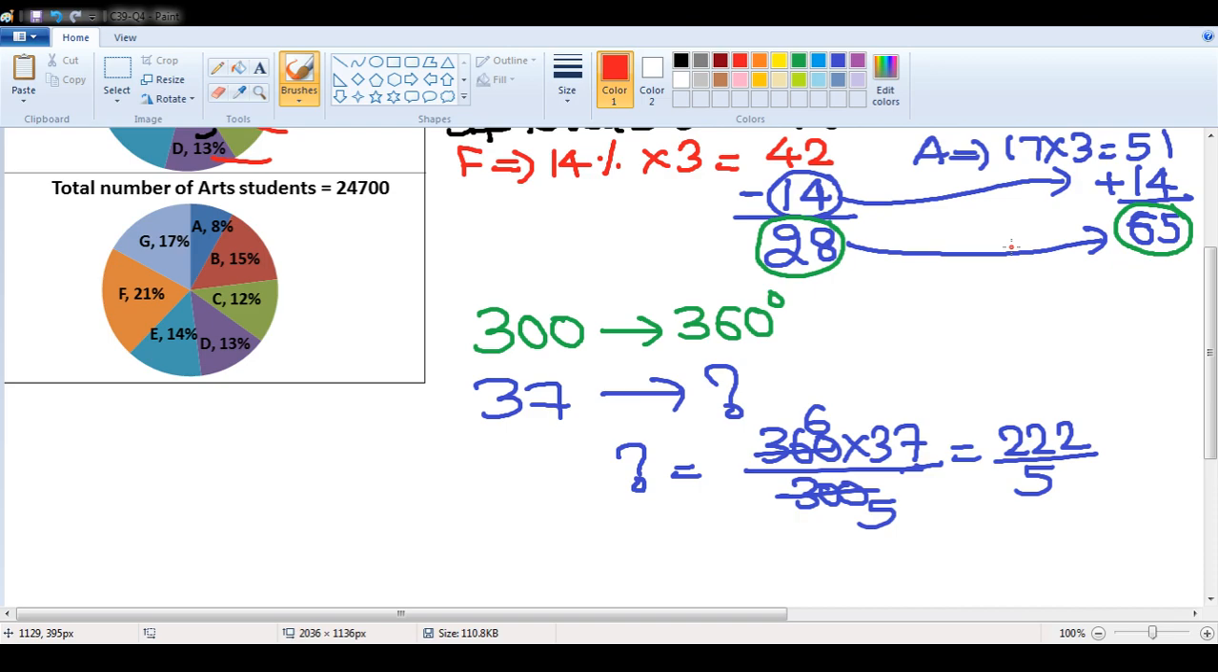People who don't know how to divide by 5, listen carefully. Whenever it is divided by 5, make it divided by 10, because dividing by 10 means putting one decimal place on the right-hand side. So here also multiply by 2. 444 by 10. Answer is 44.4 degrees. Answer for this question is 44.4 degrees.